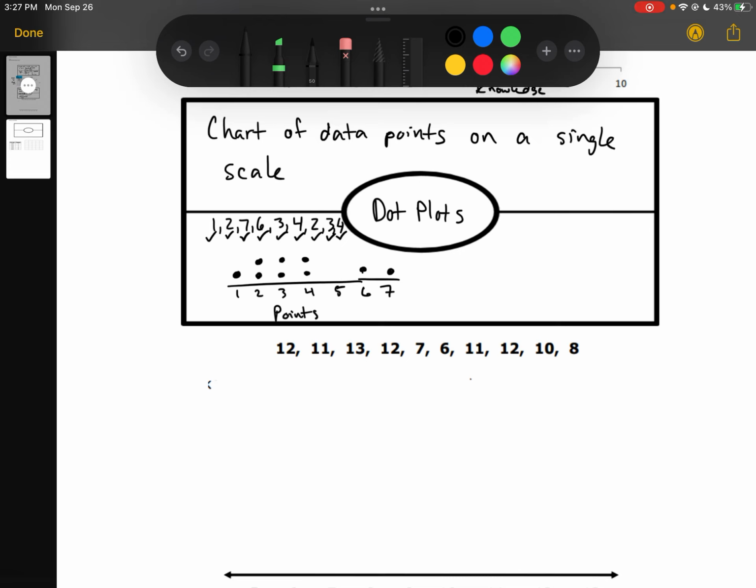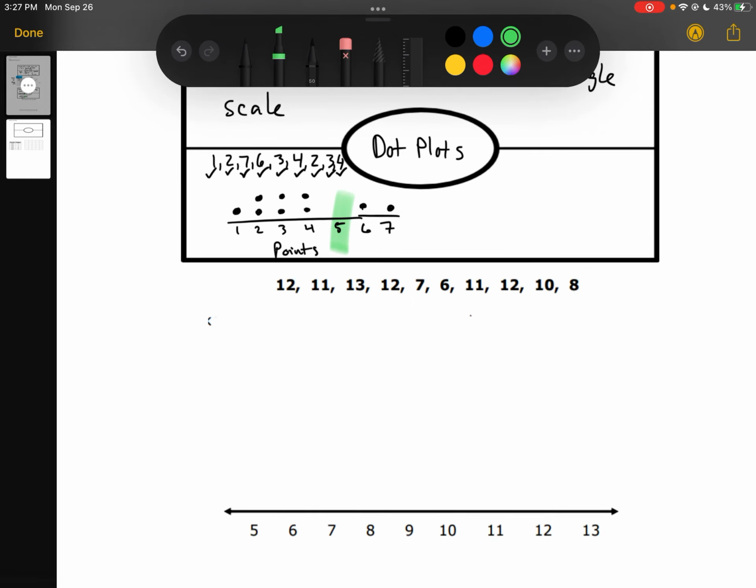And once we do that, we can kind of see a distribution of how these are spread out. Are they all close together? Are they really far apart? And the key here is even though we don't have any numbers that are 5, we are still going to put that down there because we have to be able to show an accurate picture of left to right spacing.